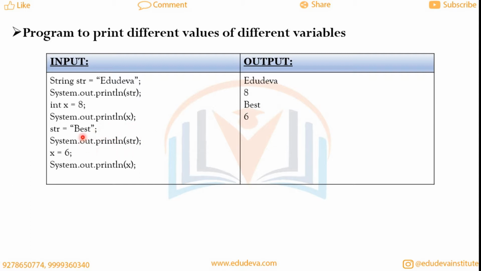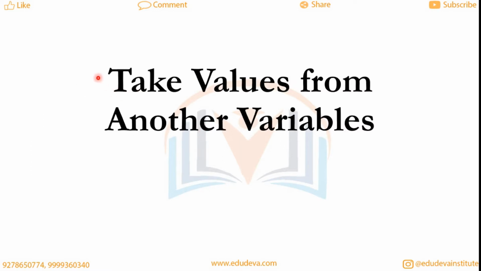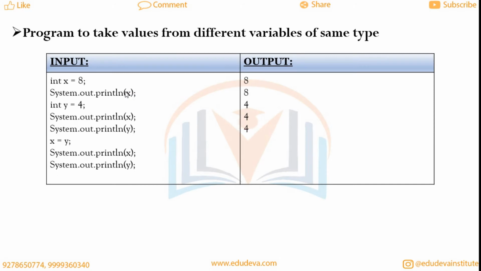In the next line we will just change the value of the variable x to 6, and when we try to print the value of the variable x, at that time it will print 6. Now we will see how we can take the values from another existing variable. In this program we will see how we can take the values from different variables, but we must take care that the variables should be of the same type.